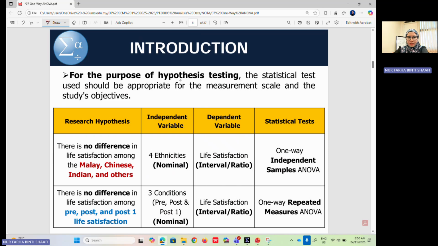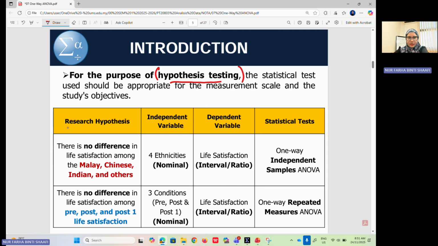For the purpose of hypothesis testing, remember all the analysis that we have learned in this class. We have focused on the analysis to prove or to test the hypothesis. Remember that you will have the hypothesis and you need to test it. The one that I have mentioned about the null hypothesis and the alternative hypothesis in your study, and what kind of analysis you will use. So it should be related with the hypothesis testing. The statistical test used should be appropriate for the measurement scales and the study's objective.